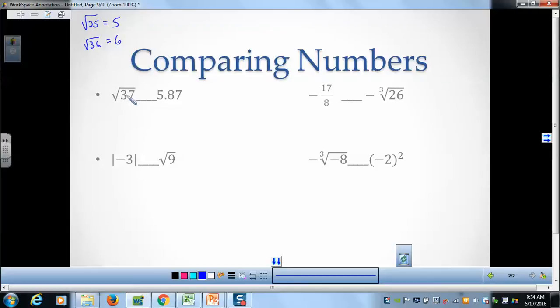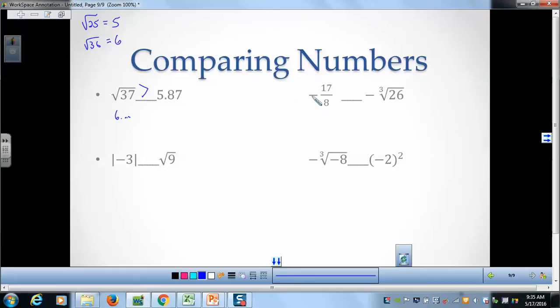So what I know right away is that the square root of 37 is bigger than this number. So if the square root of 36 is 6, the square root of 37 has to be 6 point something. And that's really all I need to know in this situation, because this is 5 point something, so it tells me this is greater than 5.87.